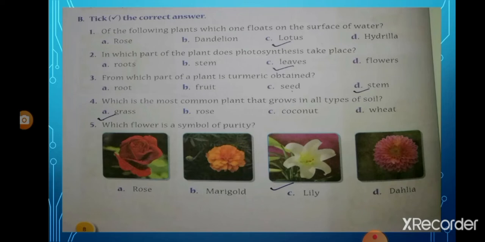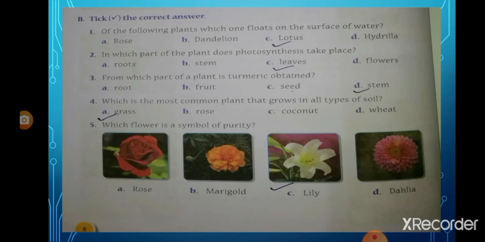Which is the most common plant that grows in all types of soil? So which plant is that? The correct one is grass. Now we will move to the fifth question.